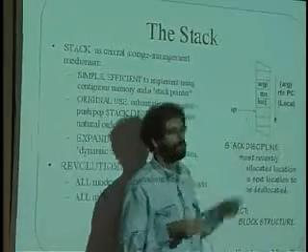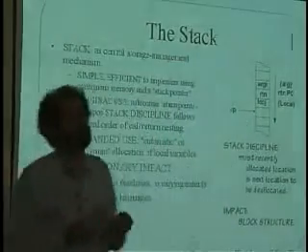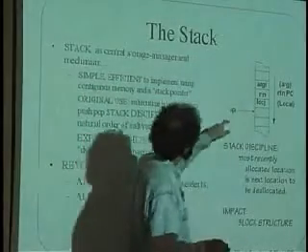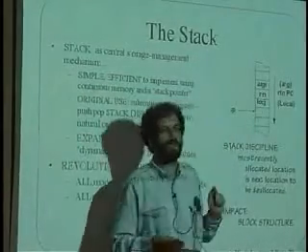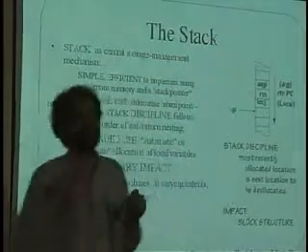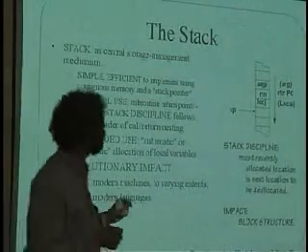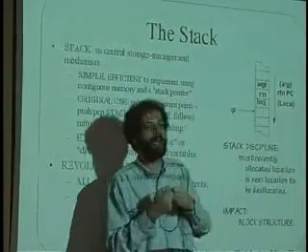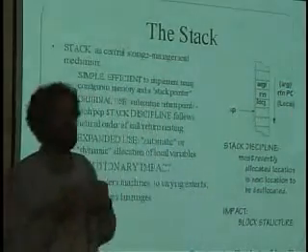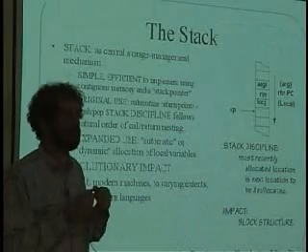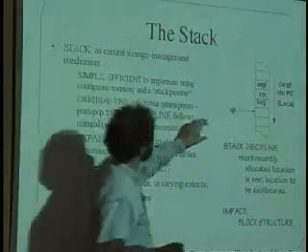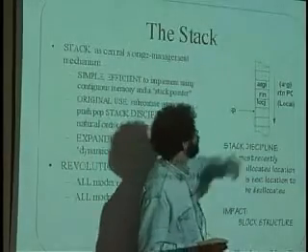One will be, what were the arguments to the procedure that is running now? Those will be on the stack. The second thing will be the linkage. How do I get back? How do I return to the procedure that called me? And then the third one will be, what are the local variables that I, as a procedure, have that I want to have my own private copy of? So that is what our stack frame is going to look like every time.